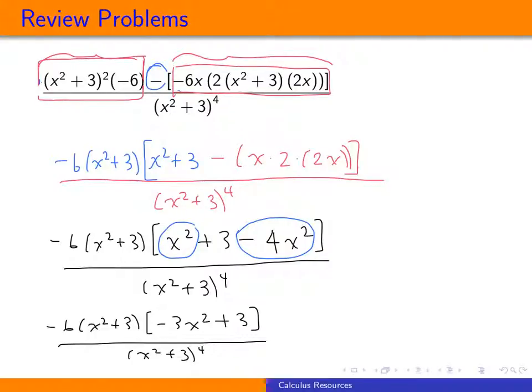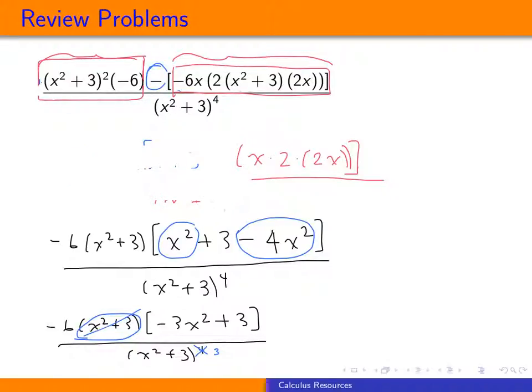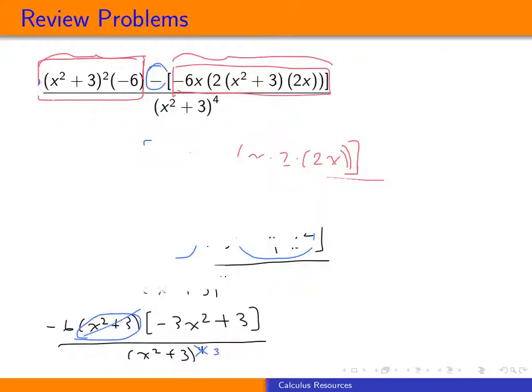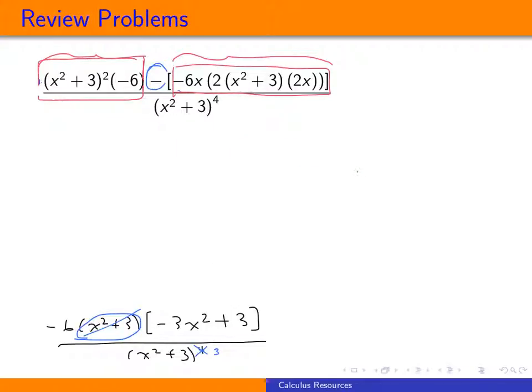And now in my numerator, I do have a product. And so I can take that x squared plus 3 in the numerator, and I can cancel it with one of the x squared plus 3's in the denominator, leaving us with 3 of them. So let's see what we're left with here. We'll go back up here and simplify our work. So we have a negative 6 times negative 3x squared plus 3 all over x squared plus 3 cubed.